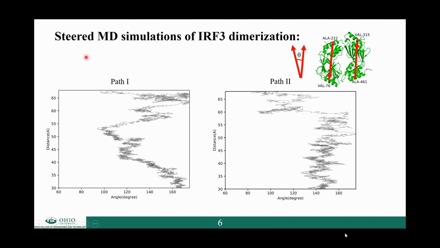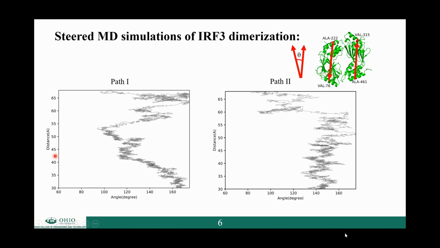To generate the initial configuration for umbrella sampling calculation, we performed a steered MD simulation over two different independent paths. So we separated the two proteins to the distance of 70 angstrom, and we changed the relative orientation at the distance of 70 to explore two different, independent paths. So here in this figure, you can see we begin from the distance of 70 angstrom.